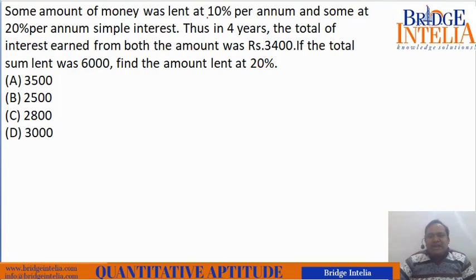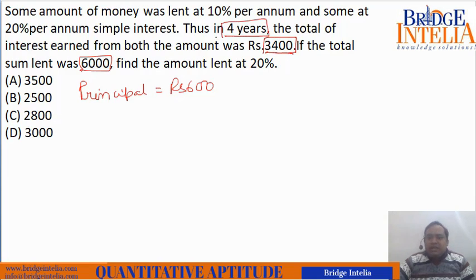Some amount of money was lent at 10% per annum and some at 20% per annum simple interest. Thus, in 4 years, the total interest earned from both amounts was rupees 3,400. If the total sum lent was rupees 6,000, find the amount lent at 20%. So now let's see the actual principal. The actual principal is rupees 6,000. You have earned an interest of rupees 3,400 in 4 years.